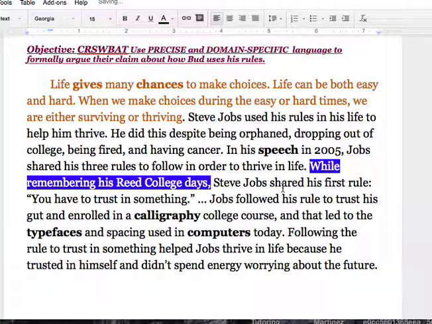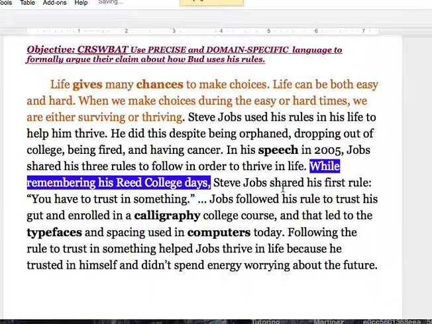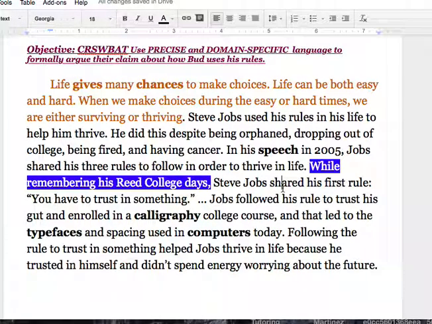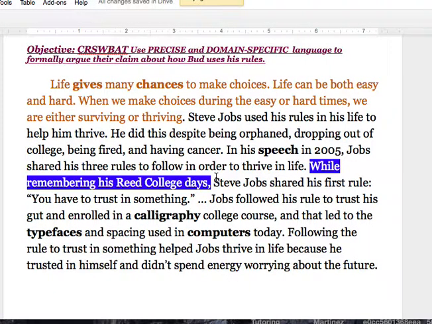Steve Jobs shared his first rule. You have to trust in something. Jobs followed his rule to trust his gut and enrolled in calligraphy college courses. And that led to typefaces and spacing used in computers today. Following the rule to trust in something helped Jobs thrive in life because he trusted in himself and didn't spend energy worrying about the future. That is an intro paragraph.